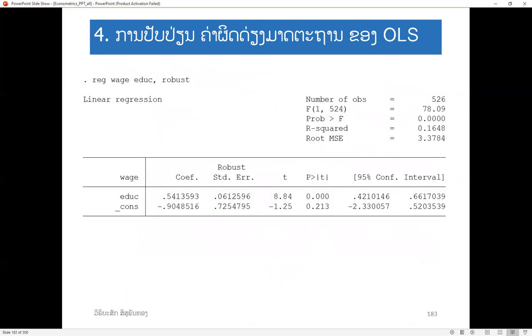In practice, you can directly use a command. After regress, you put a comma and then type robust. This result deals with heteroskedasticity by using the robust standard error, so you can just use this result to interpret directly.